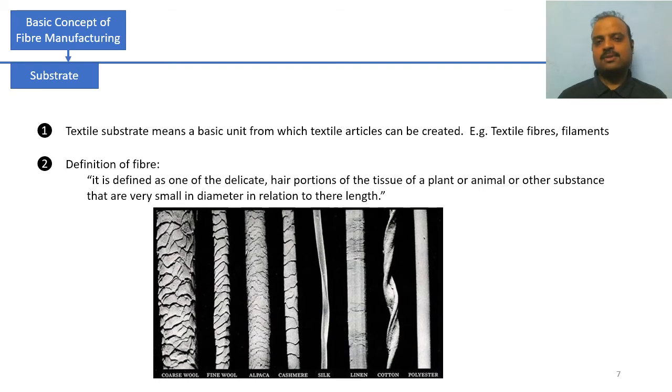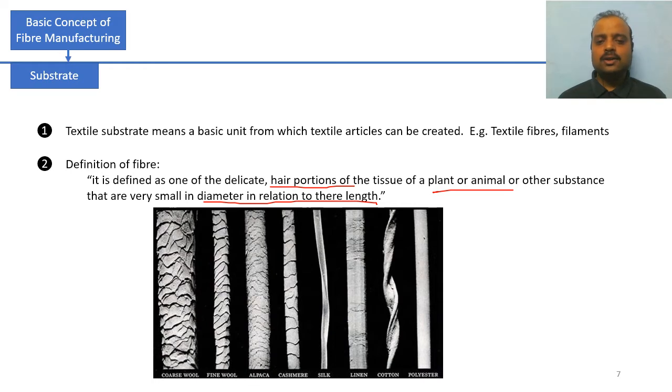Although it seems like a very complicated definition, let's divide this into portions and understand what is meant by fiber. There are two to three keywords: a hair portion of a plant or an animal, and second is the diameter. Their diameter is very small in relation to their length.